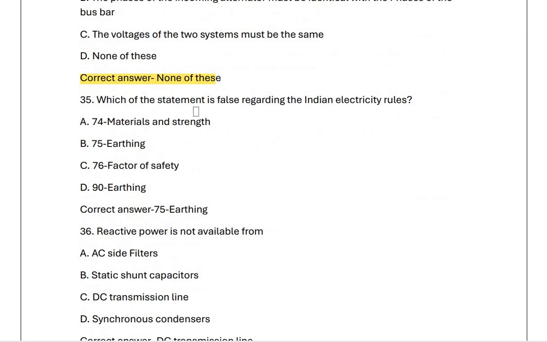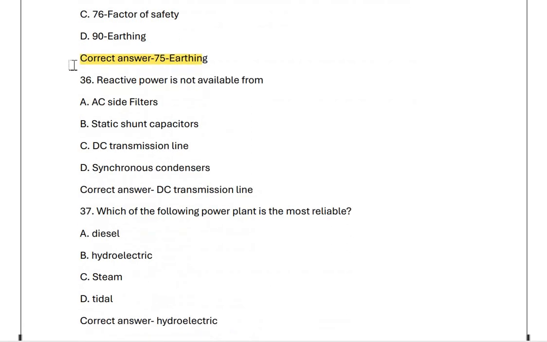35. Which of the statements is false regarding the Indian Electricity Rules? A. 74 materials and strength. B. 75 earthing. C. 76 factor of safety. D. 90 earthing. Correct answer: 75 earthing.